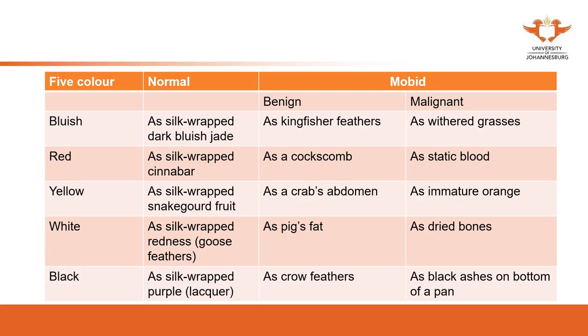If you see a red color, a very dark red color, it can be like the rhesus, or the red color of static blood. That's actually the dark red. You can try to imagine or find pictures of all these different colors.